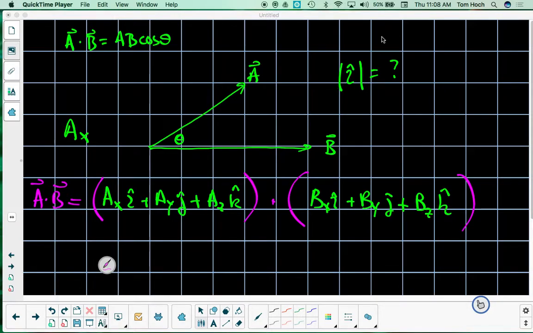Oh, wait a minute, you're getting too complicated. A_x i-hat dotted into B_x i-hat. I mean B_x i-hat. Let me say it again: A_x i-hat dotted into B_x i-hat is A_x B_x i-hat squared.